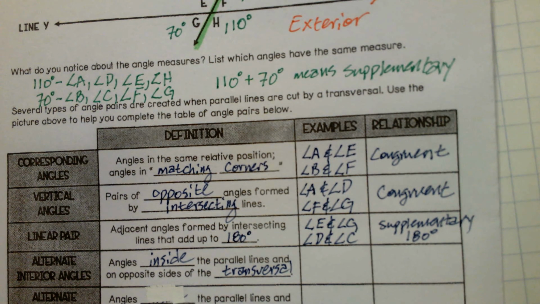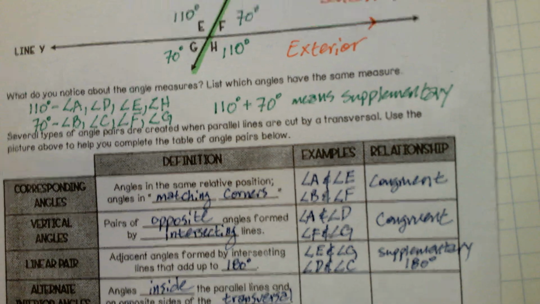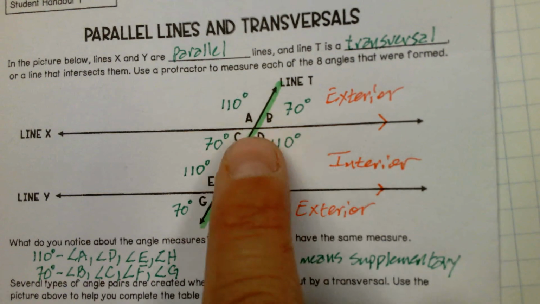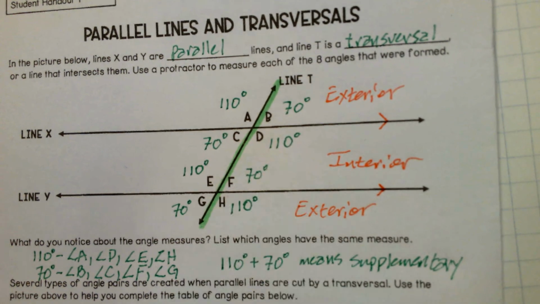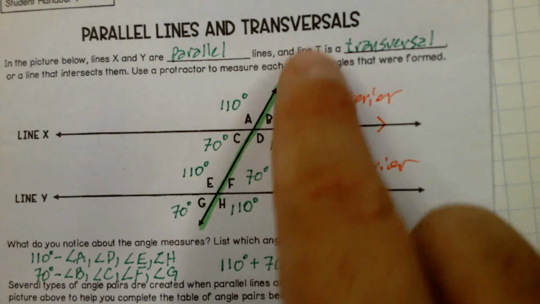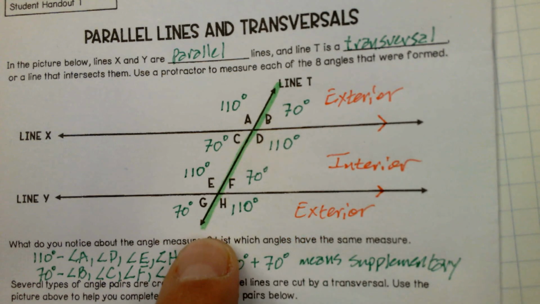Okay, so they're angles inside the parallel lines and opposite sides of the transversal. So let's talk about what that means. Inside the parallel lines. So we're talking about angles C, D, E, and F. These are inside, but they're opposite sides of the transversal. This is my transversal. Okay?